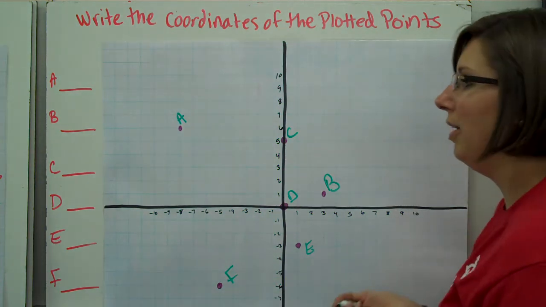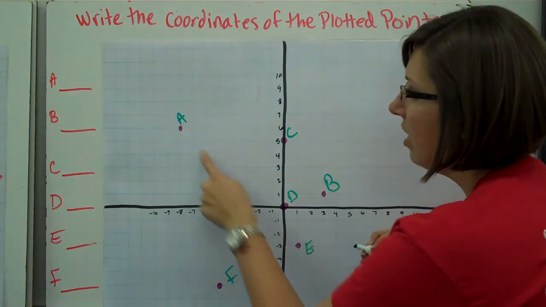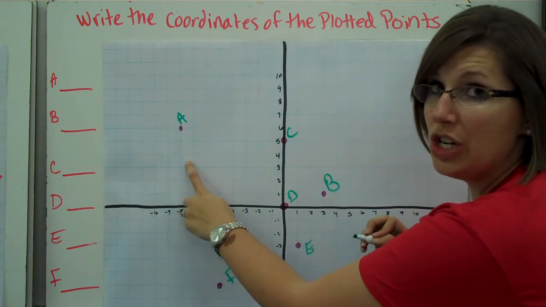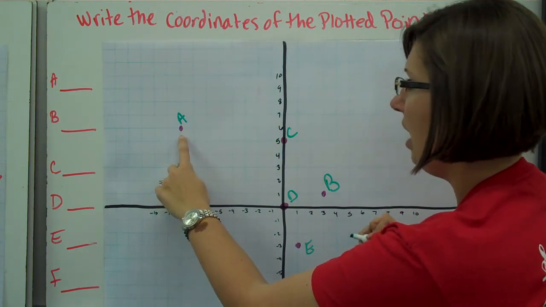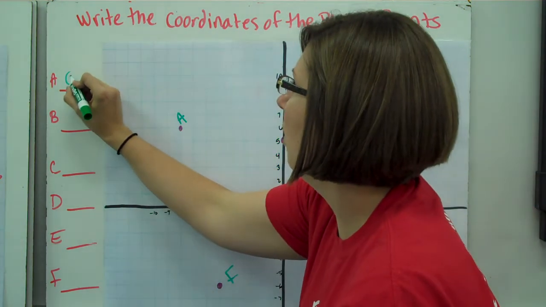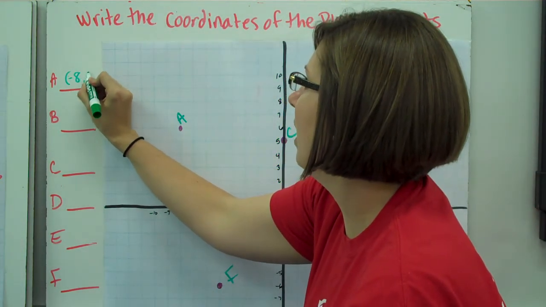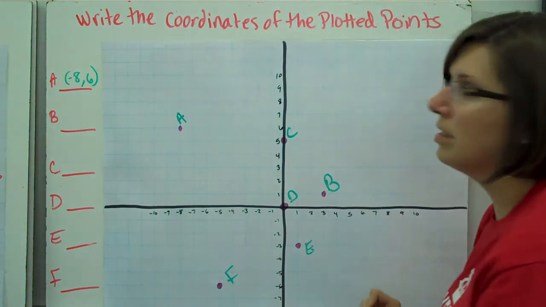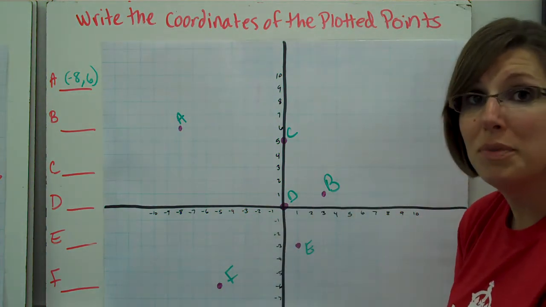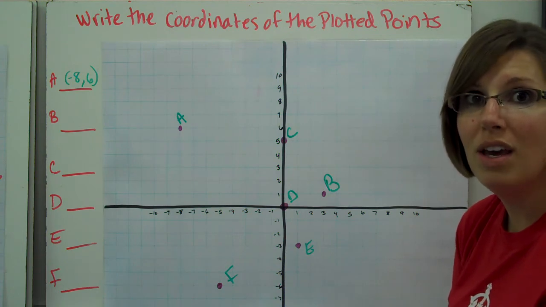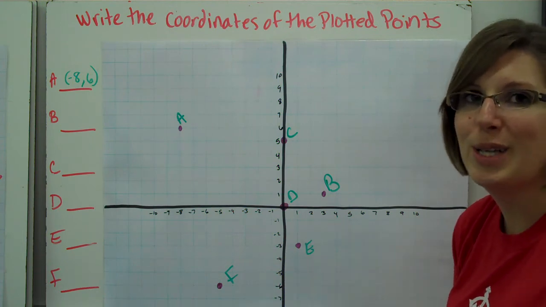That's in no particular order. So A, over here, is in quadrant 2. So it's -8, +6. I'm always going to write parentheses: (-8, +6). Okay, again, why don't you just pause the video and try these out yourself. When you're ready, push play, and you'll see the answers come up on the screen.